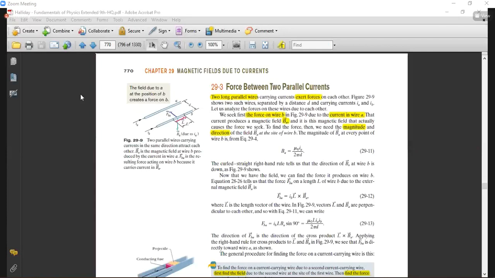This is basically the force between two parallel current carrying wires. Normally we know that when we have two wires parallel to each other and current is passing through them, they attract or repel each other depending upon the direction of the current. So we will discuss why they attract, and what sort of force one wire exerts on the other and the other wire exerts on the first one.